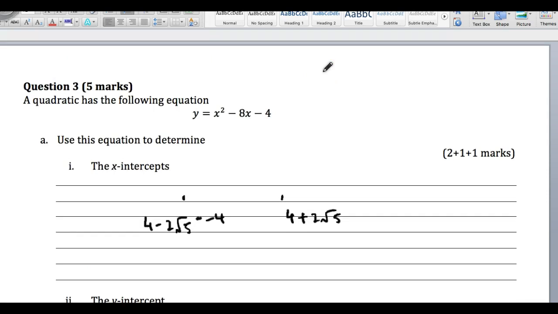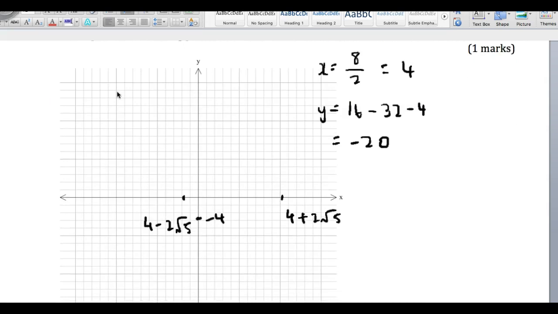Your turning point is halfway between your x-intercepts, but also remember we can just do -b over 2a, so it's going to be 8 over 2, which is 4. Substitute that back in to get the y, so we're going to have 16 minus 32, negative 20. Just check. Yeah, negative 20. So 4, negative 20.